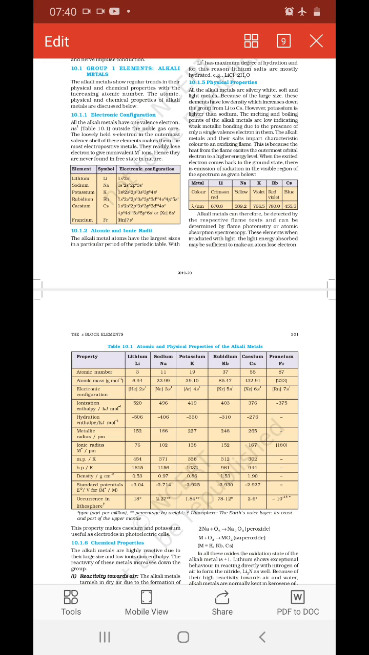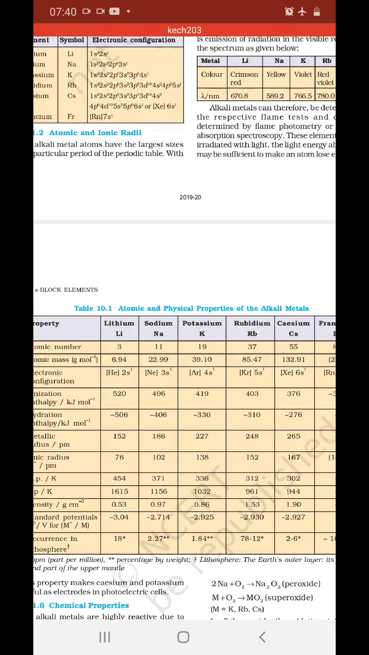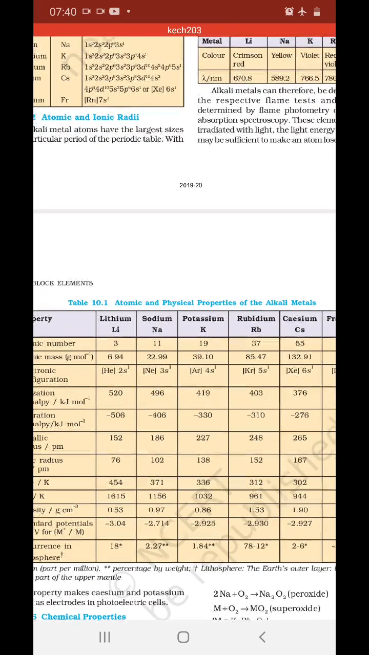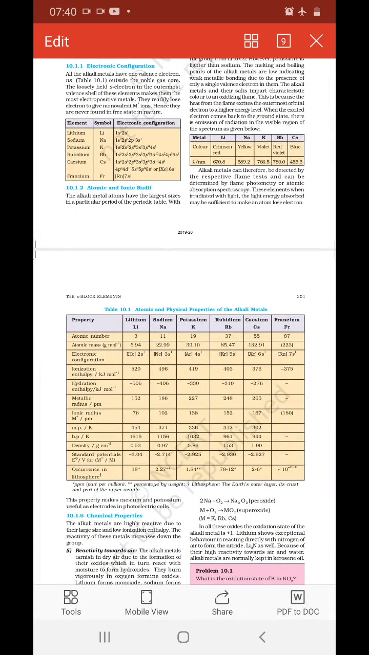Next is hydration enthalpy. Hydration enthalpy is the amount of energy released when an ion combines with the required number of water molecules and forms a hydrated ion. Hydration energy depends upon size. Smaller the size, greater will be the hydration energy. So lithium has smaller size, so its hydration energy is maximum, that is 506 kilojoule per mole. But as we move down the group, the size increases, the hydration enthalpy will decrease.